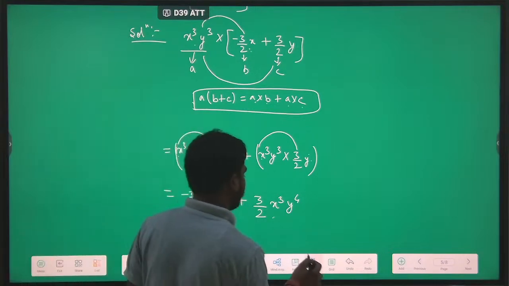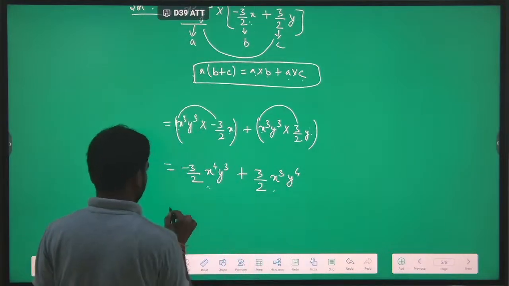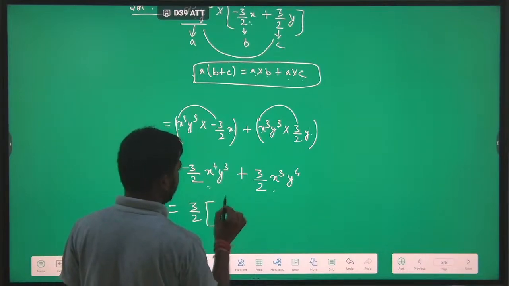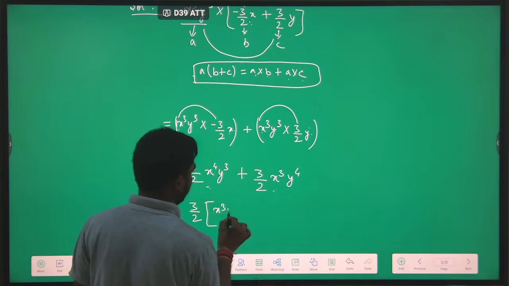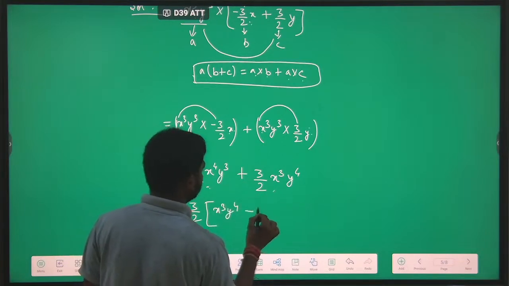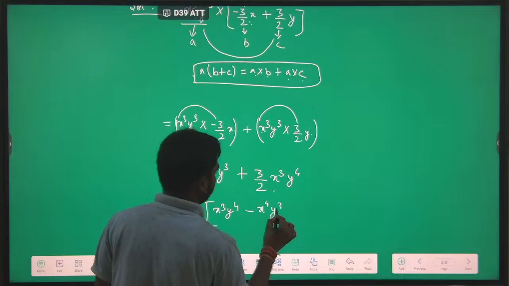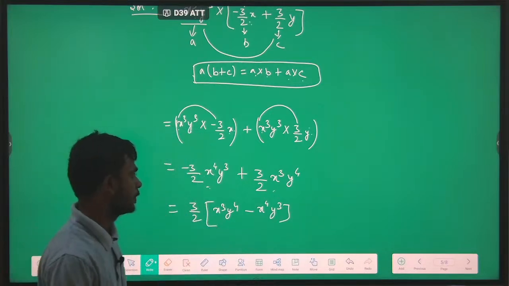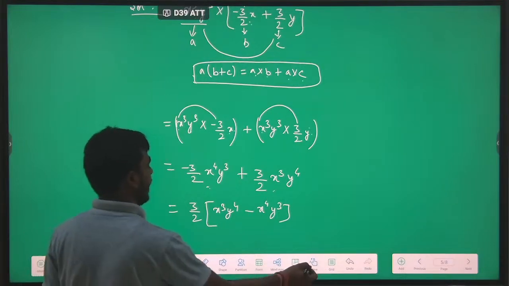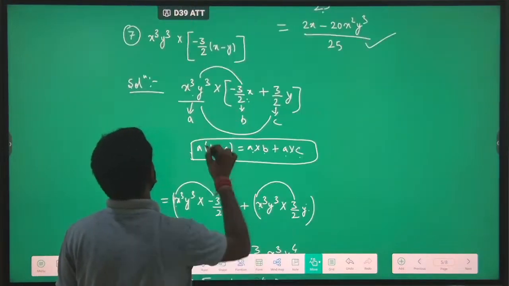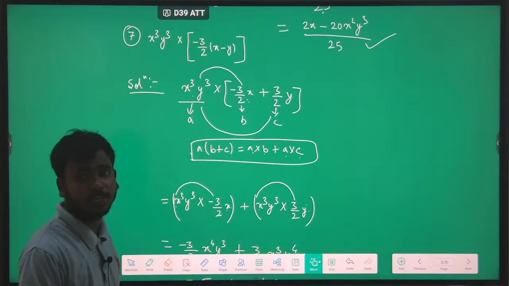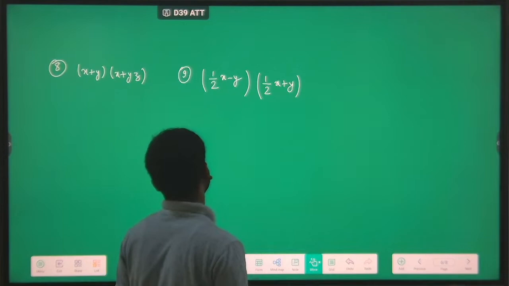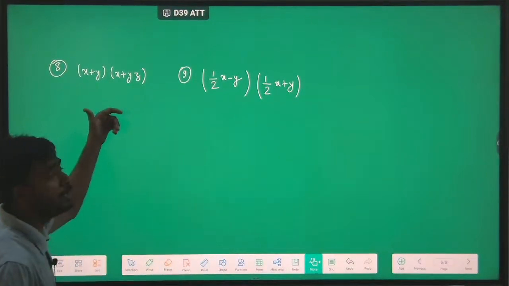We can also write these terms as, we will take 3 by 2 as common. So we can write it as 3 by 2 times x cube y to the power 4 minus x to the power 4 y cube. We can also write this. Till now we have done 7 questions here. Now, let us move towards our next question, that is question number 8.